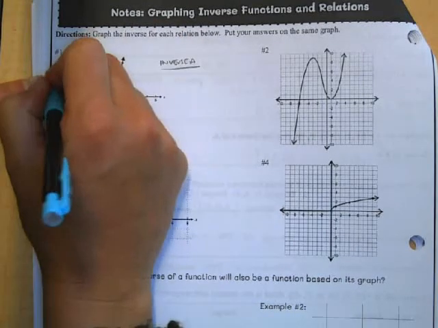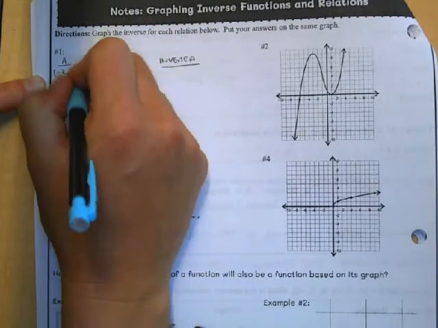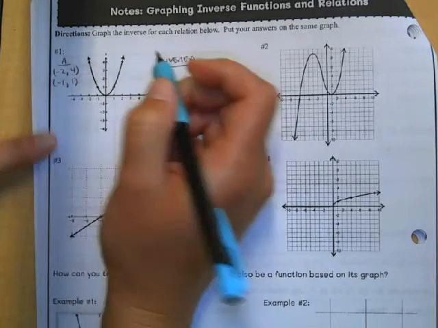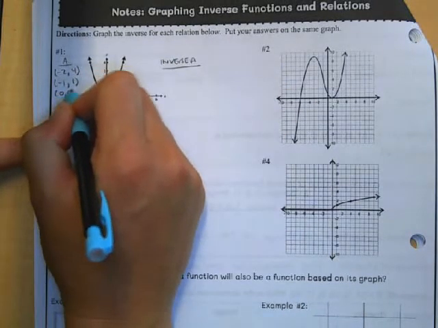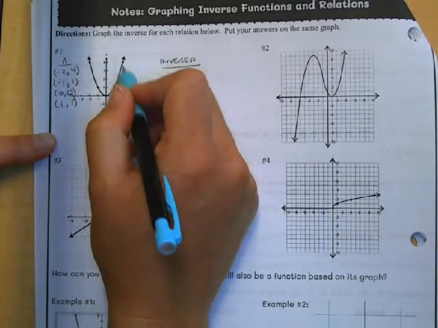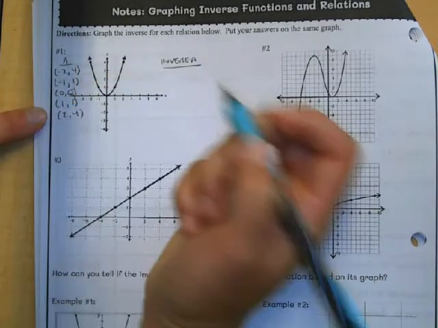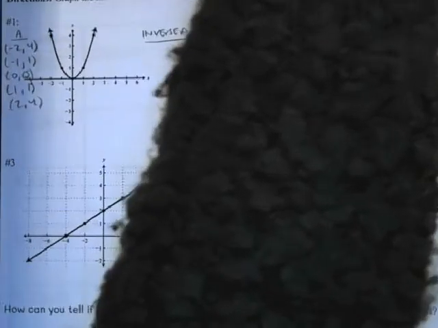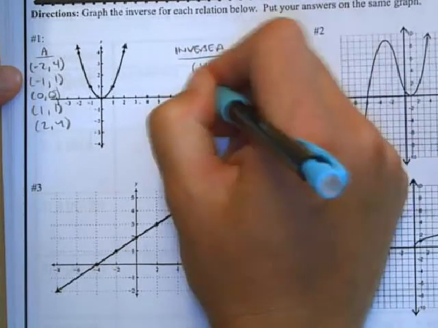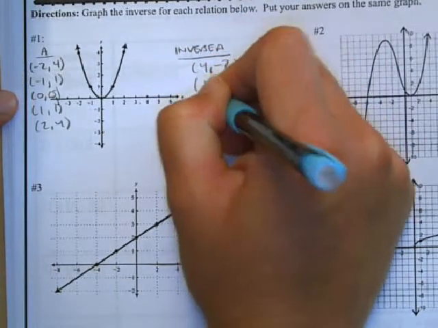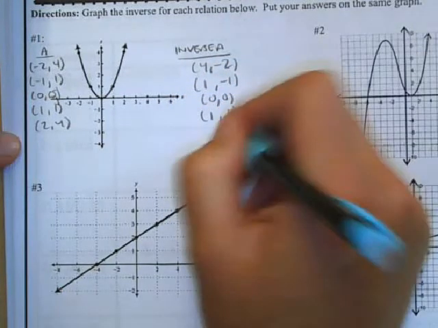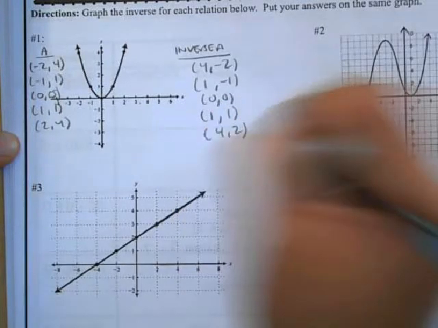So this one point is (-2, 4). The next point is (-1, 1). We have (0, 0). Our next point is (1, 1). And then our other one is (2, 4). I'm now going to take the inverse of those points by flopping them. So (4, -2), (1, -1), (0, 0) is going to stay the same. (1, 1) is going to stay the same because they're both the same numbers, and then (4, 2).